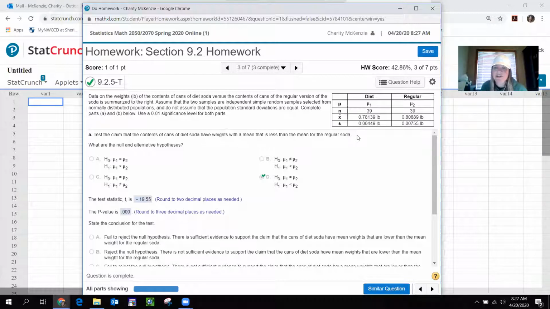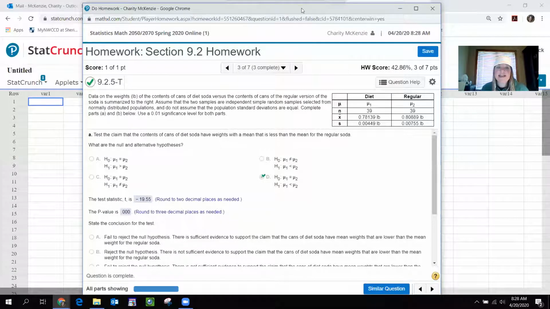When I first read this, I read the top and I was like, is it greater than, less than, not equal? I'm skimming, and I know other people are like me, so you need to make sure you read carefully. We know that our null hypothesis is always equal, so it would have had to be one of these three. Then we decide: is the first one less than the second, or not equal, or greater? This one says diet soda, which is our first one, is less than regular. So these are our two hypotheses.